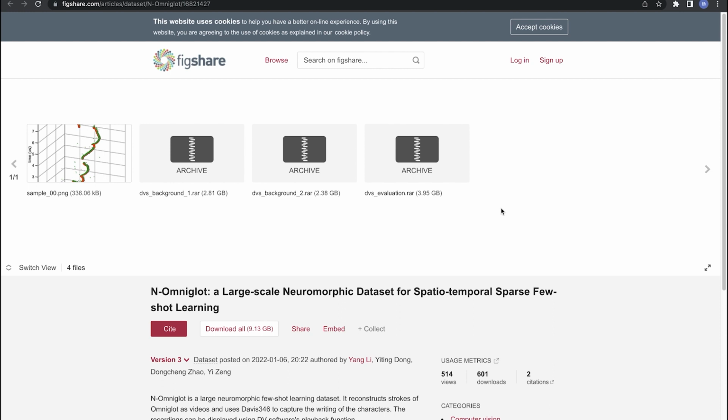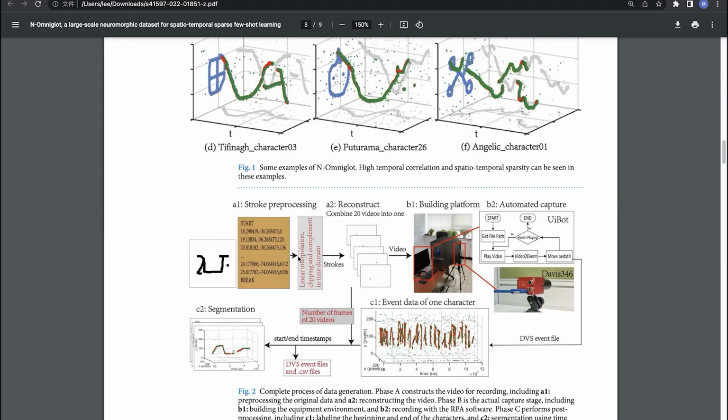The original Omniglot dataset is widely used in few-shot learning. N-Omniglot consists of 1,623 handwritten characters from 50 different languages. Each character has only 20 different samples. It's usually considered a static text image and ignores the rich temporal information in the writing process.